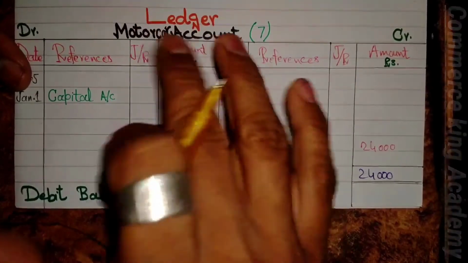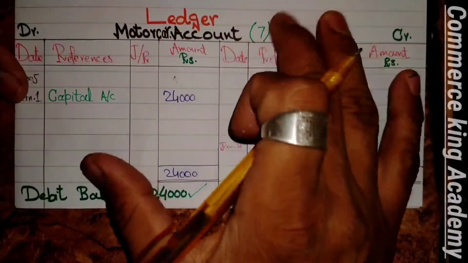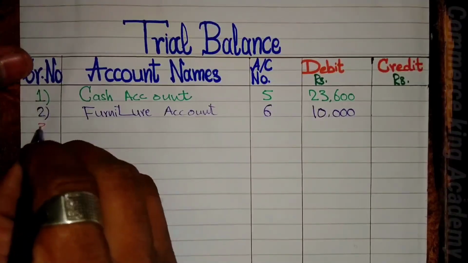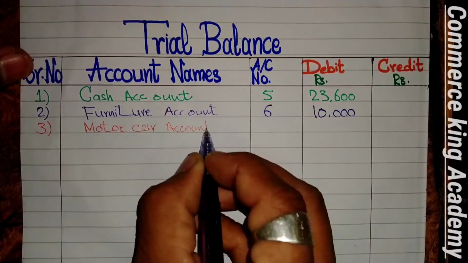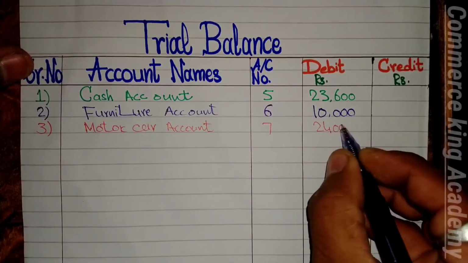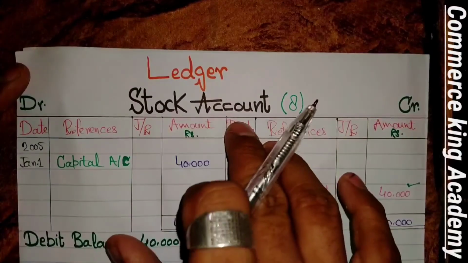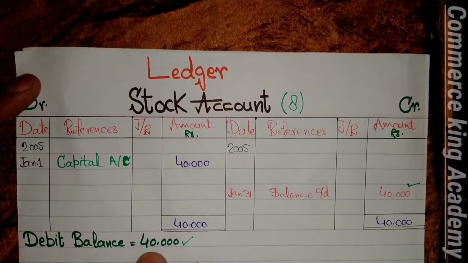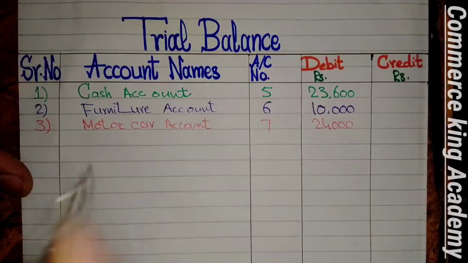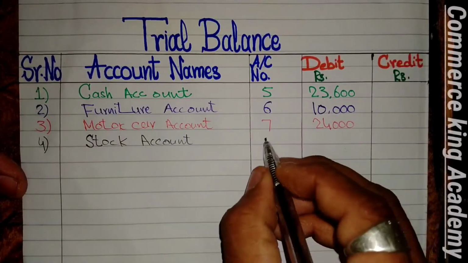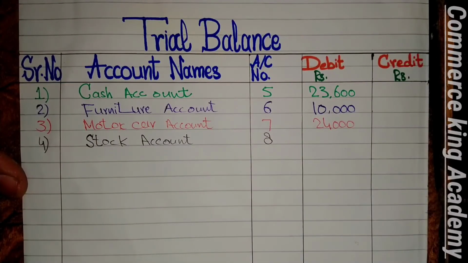Next account is the ledger of motor car account, ledger folio number 7, which has a debit balance of 24,000 rupees. Serial number 3, motor car account with ledger folio 7, amounted 24,000 rupees. Next account is stock account, number 8, which also has a debit balance of 40,000 rupees. Serial number 4, stock account, account number 8, also debit amount 40,000 rupees.